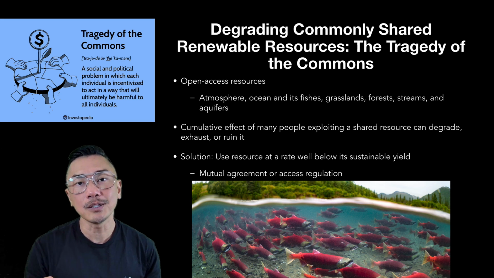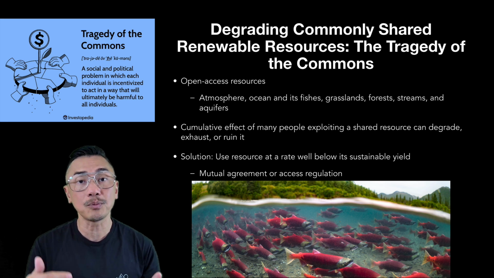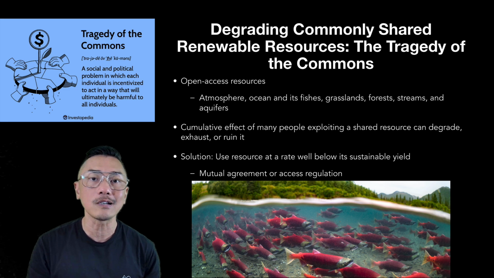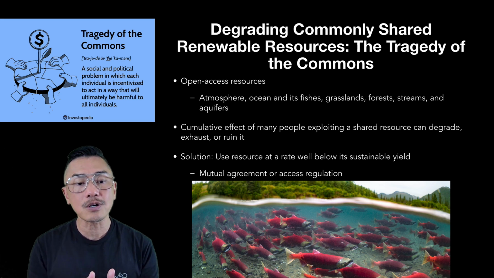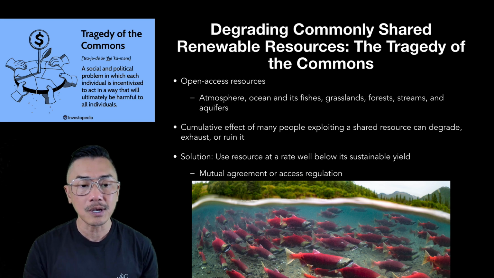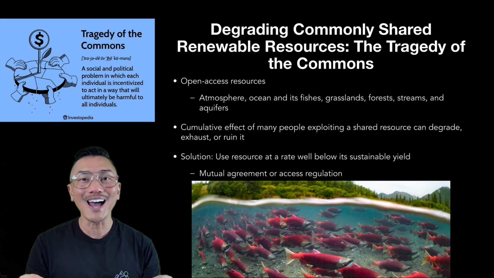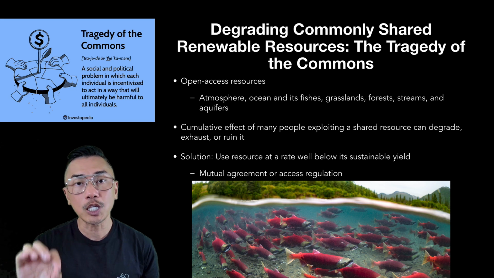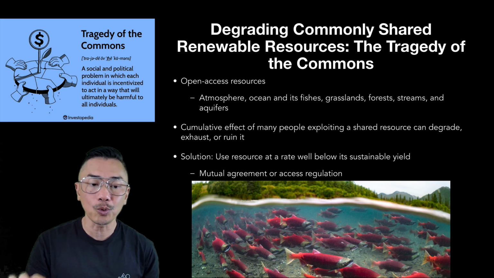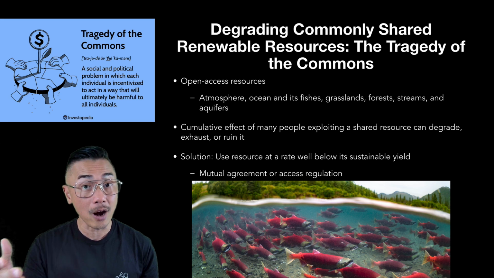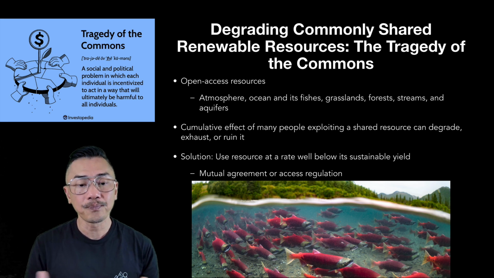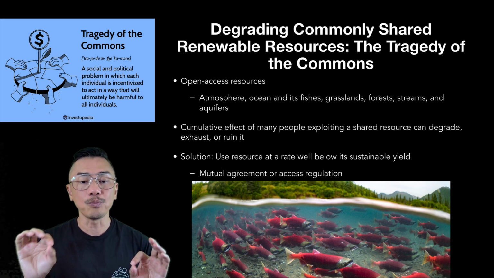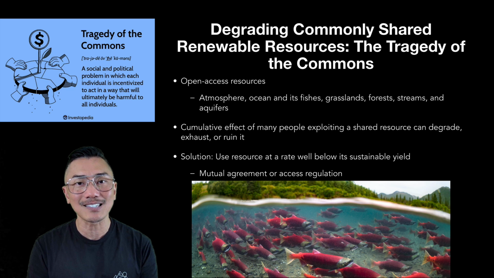One concept that illustrates the impact of our unsustainable practices is the tragedy of the commons, first popularized by Garrett Hardin in 1968. This occurs when commonly shared resources, like the atmosphere, oceans, grasslands, and forests, are overexploited and degraded. The cumulative effect of many people exploiting these resources can ruin them for everyone. The solution? Use these resources at a rate well below their sustainable yield through mutual agreements or regulated access.